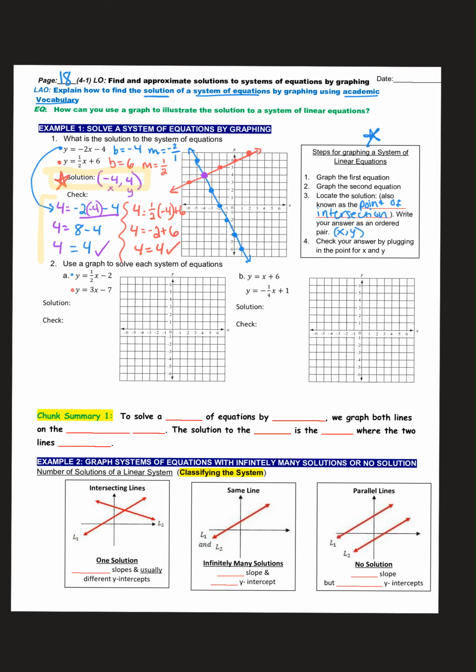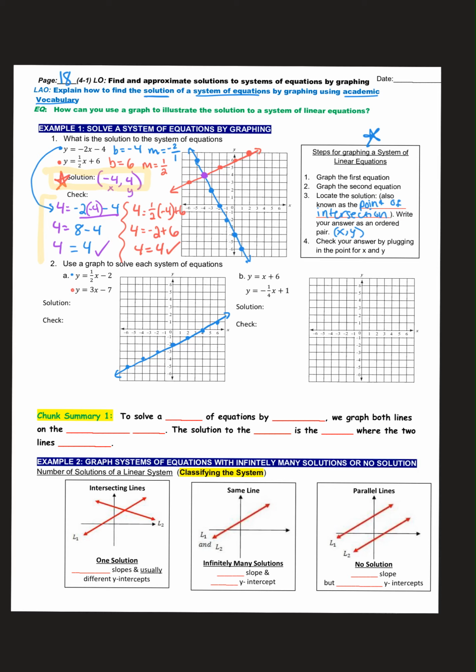So the blue one, we'll start at -2, and then we'll go up 1 and over 2. Up 1 and over 2. Up 1 and over 2. And I'm just going to keep doing that, making sure that all my points line up. And I'm going to connect them all.